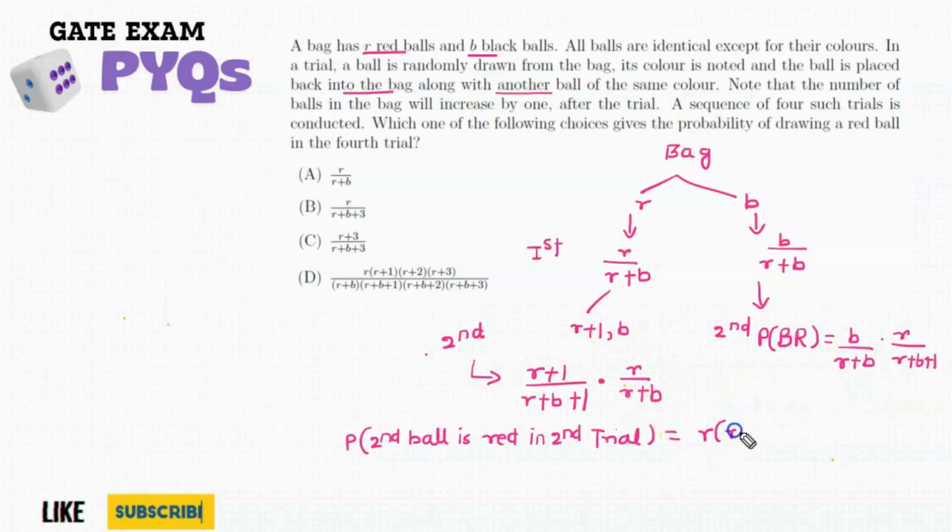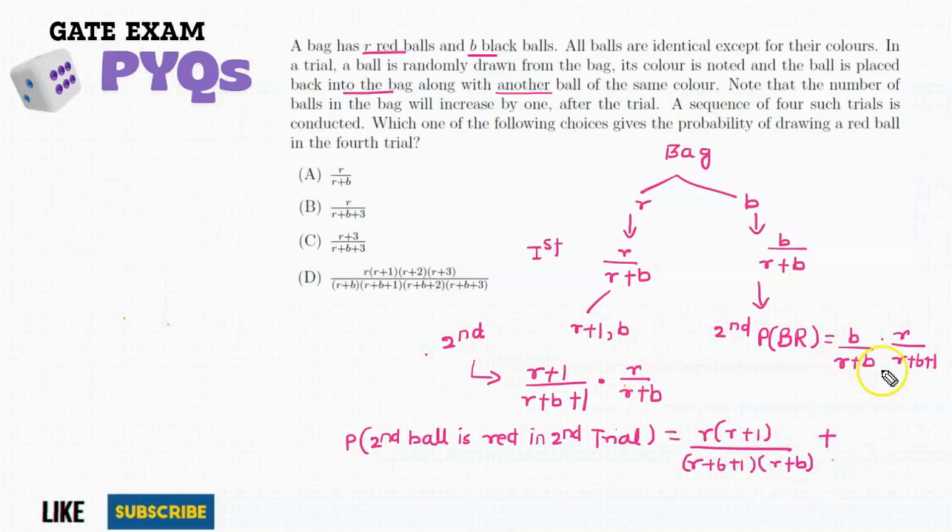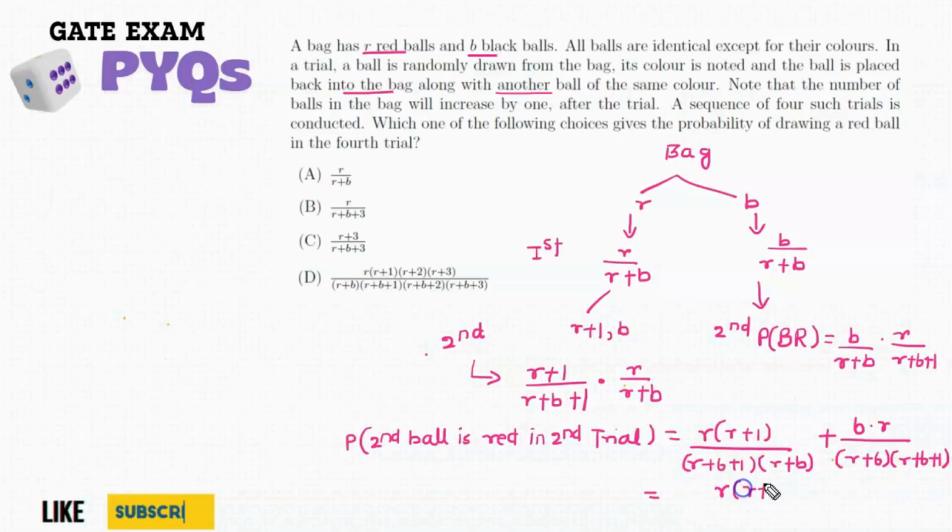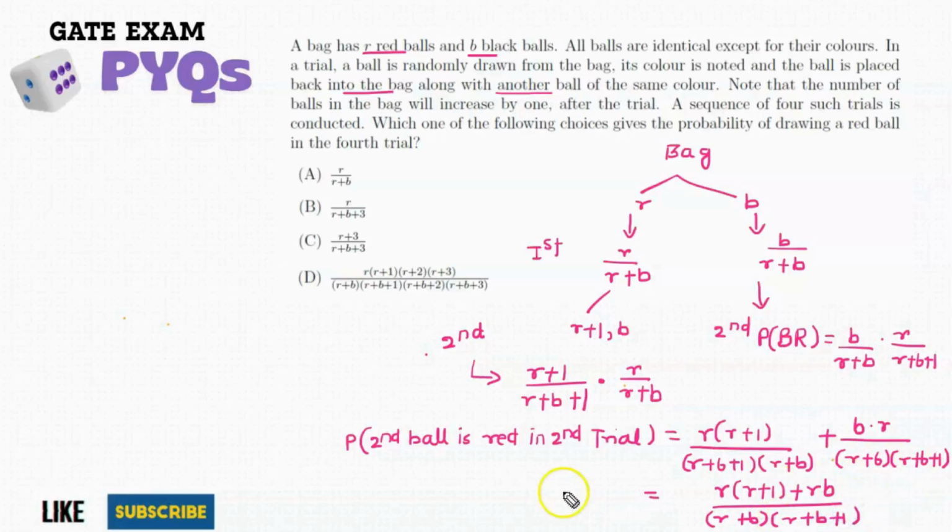So what we are going to get is R times R plus 1 over R plus B plus 1 times R plus B, or it can be first black then red. So it will be B times R over R plus B times R plus B plus 1. Adding these, we get R times R plus 1 plus RB over R plus B times R plus B plus 1.